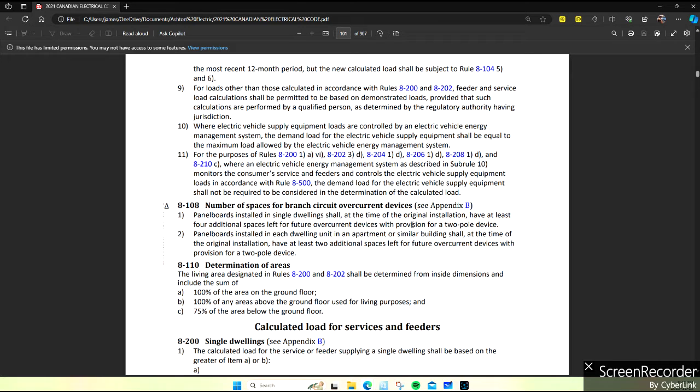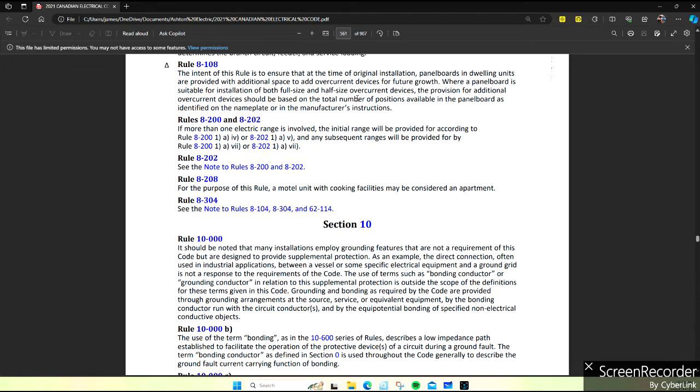So 4 additional spaces, 2 of them have to be side by side so you can fit a 2-pole breaker in, right? So you just can't have 4 spares spread out throughout the panel, because then you'd have to go back and rearrange circuits if you ever need to add a 2-pole breaker, right? So 4 spares, 2 of them have to be side by side. That's what it's basically saying. And just out of curiosity, we can go to the Appendix B here, and it just adds on to that. So the intent of the rule is to ensure that at the time of original installation, panel boards and dwelling units are provided with additional space to add overcurrent devices for future growth.